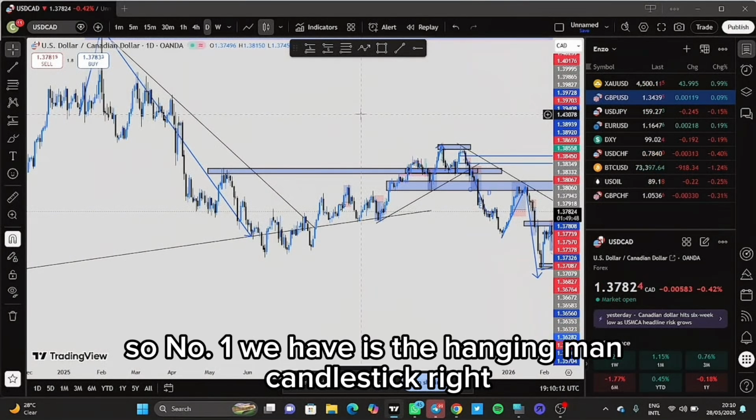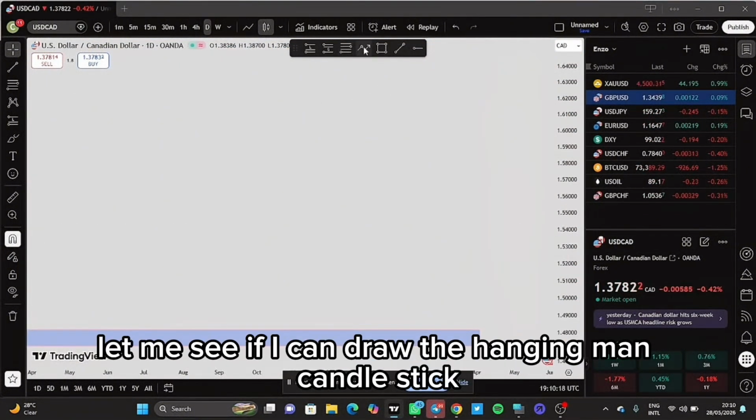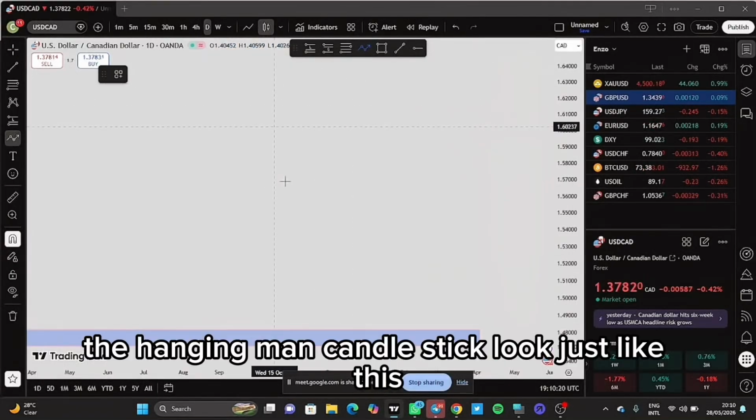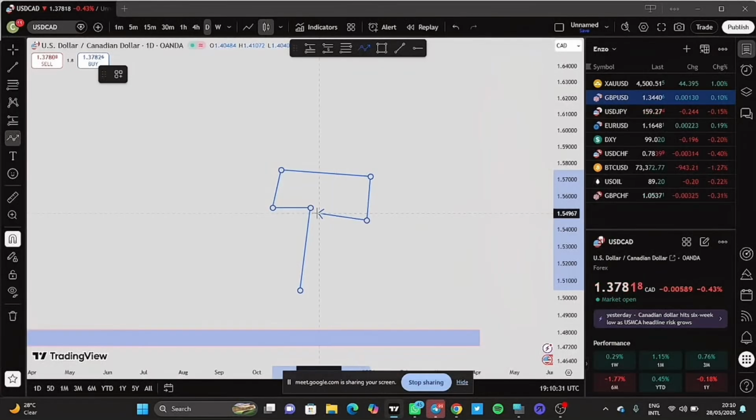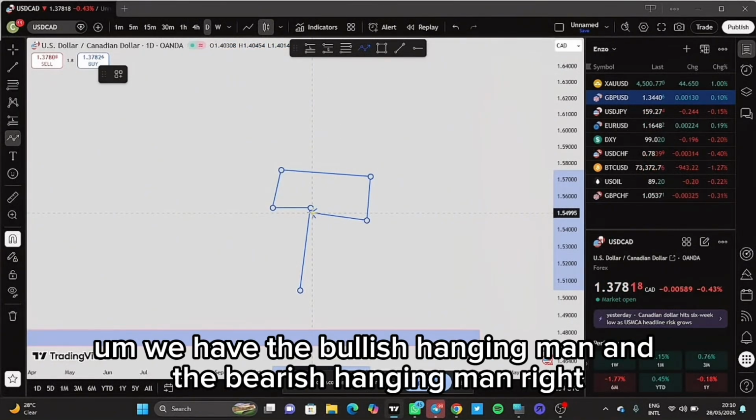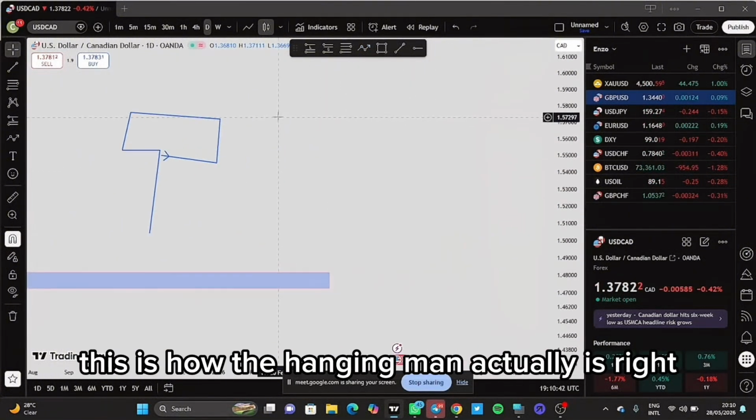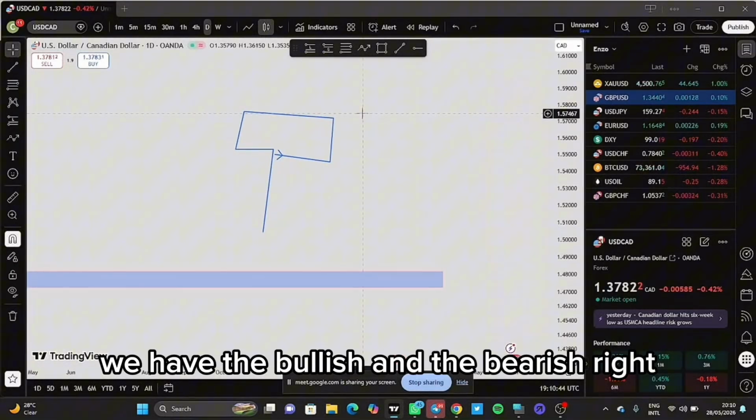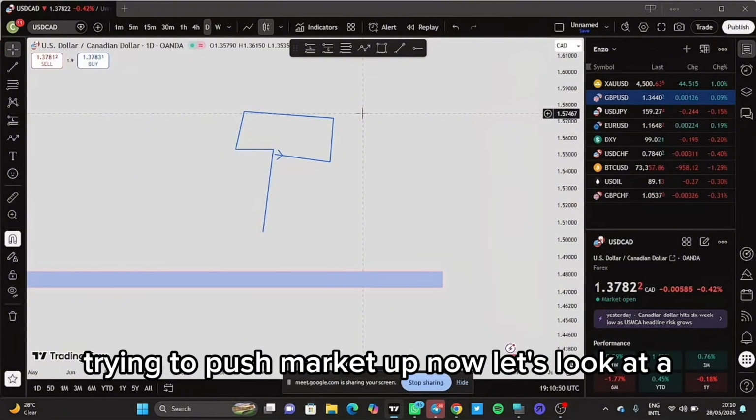Number one we have is the hanging man candlestick. Let me see if I can draw the hanging man candlestick. The hanging man candlestick looks just like this. We have the bullish hanging man and the bearish hanging man. So something like this is how the hanging man actually is. We have the bullish and the bearish. This is an example of buying pressure from the market participants trying to push the market up.